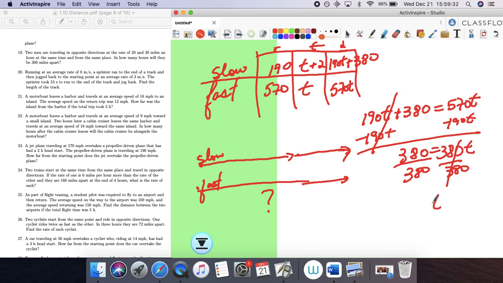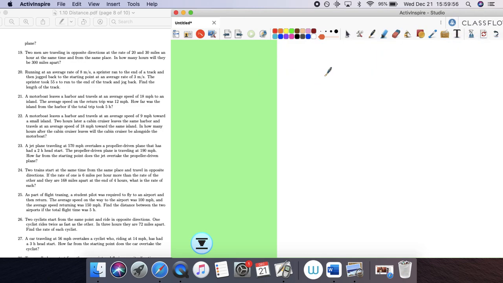And then t equals 1 hour. It took 1 hour for the faster plane to catch up to the slow plane. And we want the distance, right? 570 times 1, it means that it took 570 miles for the faster plane to catch up with the slower plane. All right, so far so good.